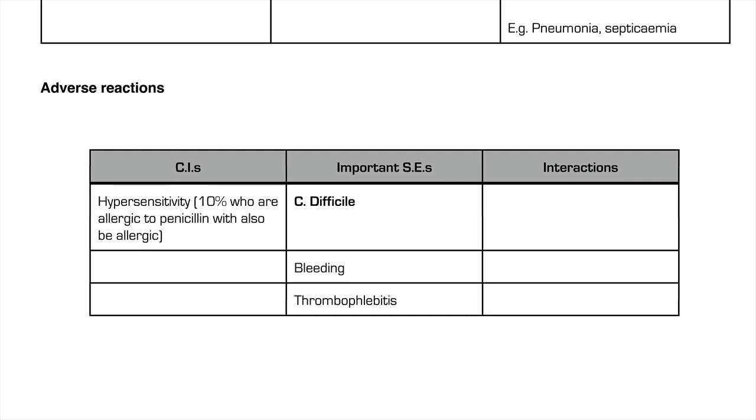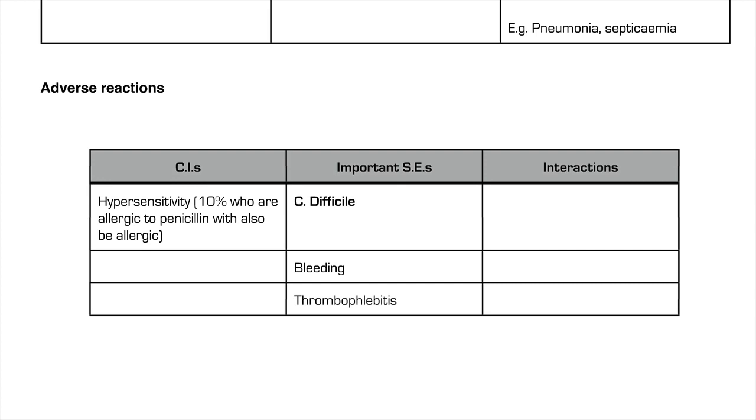Okay, in terms of adverse reactions, the first thing to talk about is Clostridium difficile. This is one of the major reasons that these antibiotics, the cephalosporins, are less used in a hospital setting and indeed in the community than they once were, because they do predispose the patient quite heavily to C. diff. Other side effects that you may want to know about if you're keener include bleeding and thrombophlebitis if you're giving the drug IV. In terms of contraindications, yes, hypersensitivity.